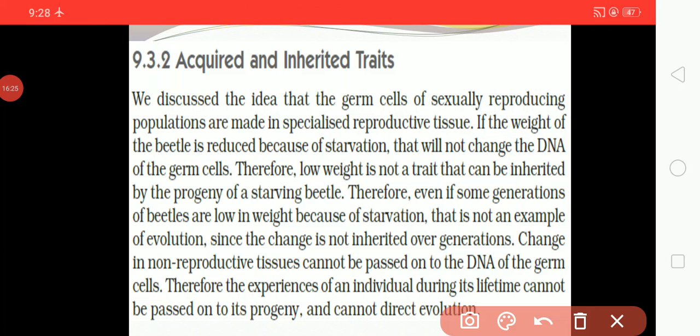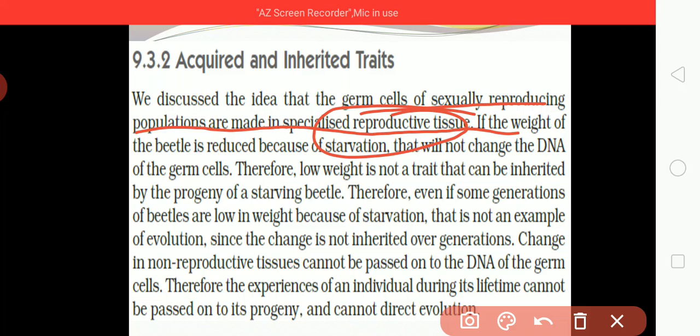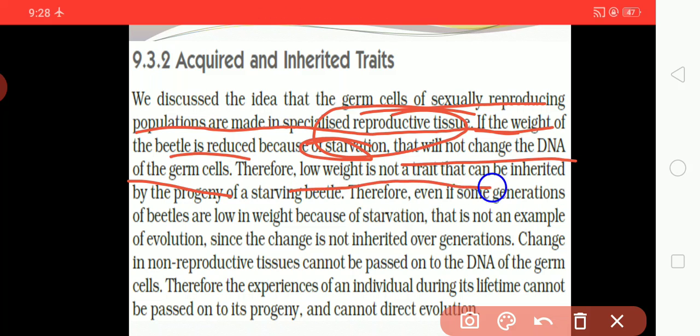We discussed the idea that the germ cells of sexual reproduction are made of specialized reproductive tissue. If the weight of the beetle is reduced because of starvation, that will not change the DNA of the germ cell. Therefore, low weight is not a trait that can be inherited by the progeny of a starving beetle.